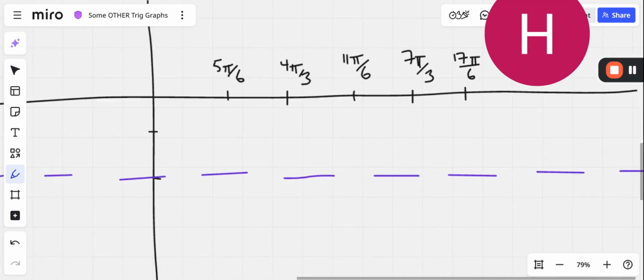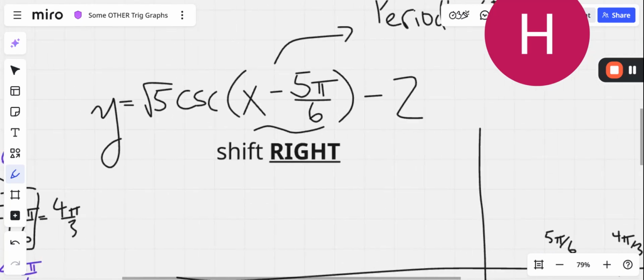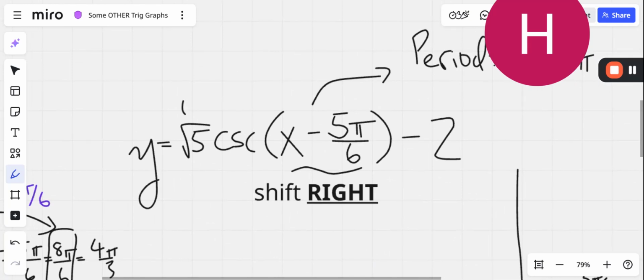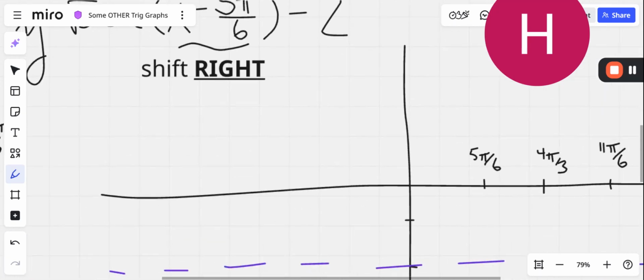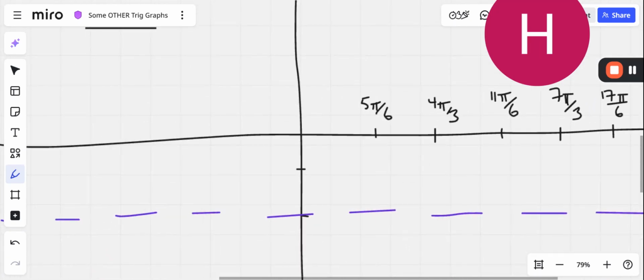Okay, next we need to consider the a value. The a value is square root of 5. Now this is important to notice, that the square root of 5, well obviously that's bigger than the square root of 4, and we know the square root of 4 is 2, so the square root of 5 is therefore a little bit bigger than 2. And the reason why that's important is because that means it's going to come up to this positive area.